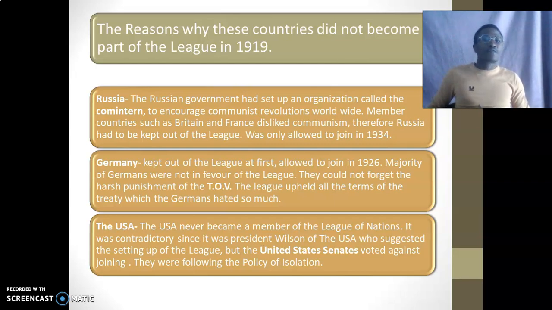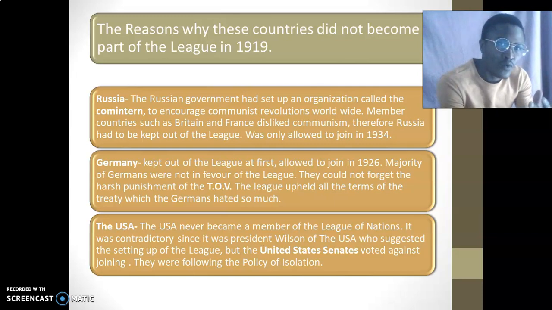So they are saying that for Russia, the Russian government had set up an organization called the Committee to encourage communist revolutions worldwide. Member countries such as Britain and France disliked communism. Therefore, Russia had to be kept out of the League. It was only allowed to join in 1934.